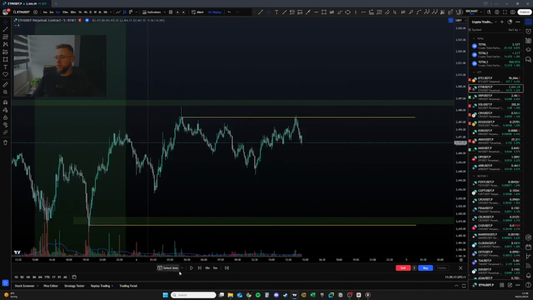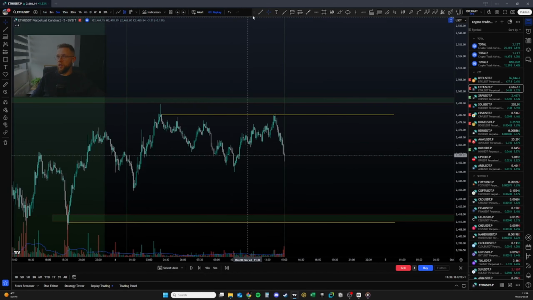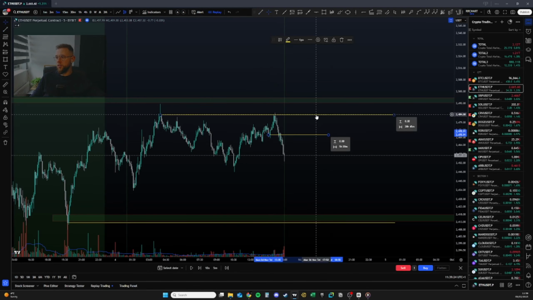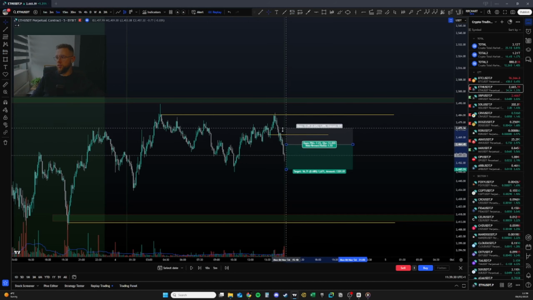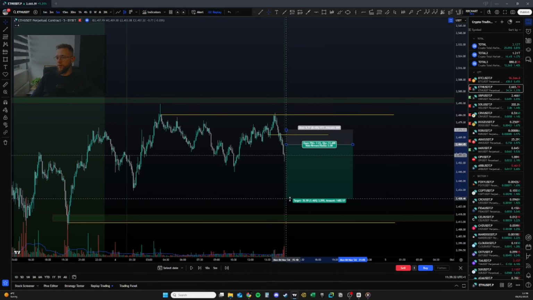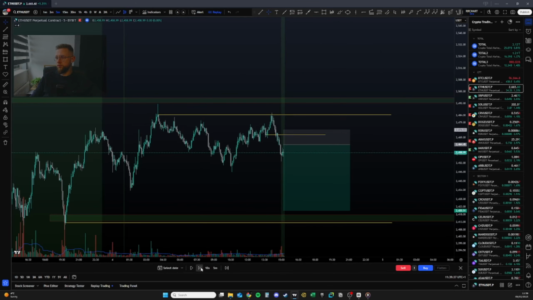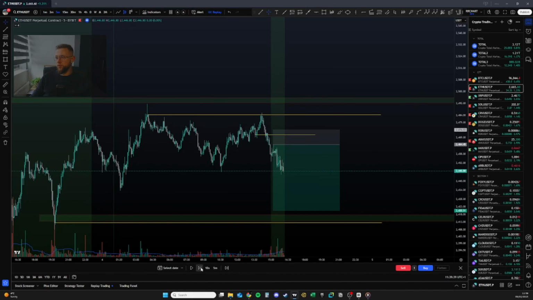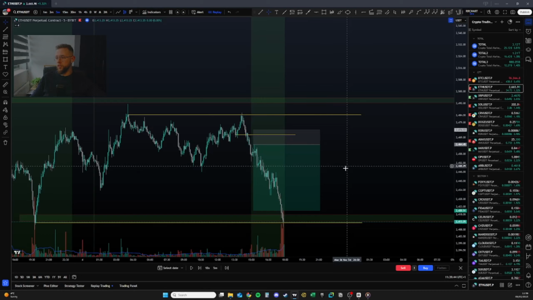Okay, it didn't go that far. Okay, it breaks this level here. What I want to see is a retest, and then we can carry on. The short side. Open. Yes, and take profit.